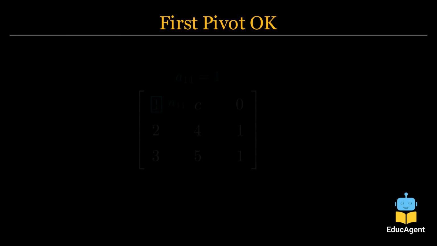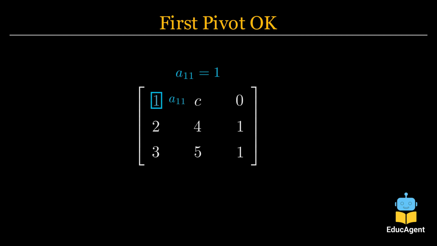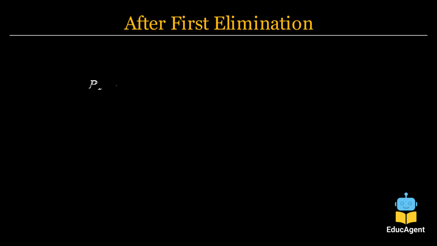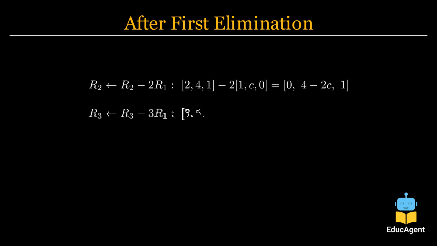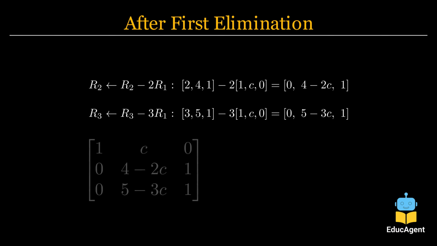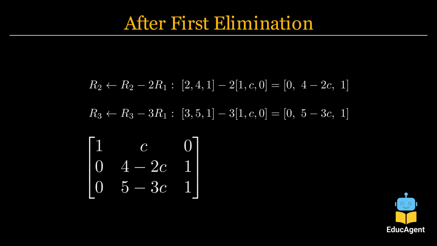The first pivot is 1, so elimination can start for every value of C. These multipliers tell us how much of row 1 to subtract from rows 2 and 3 to clear out the first column. Row 2 changes, and the would-be second pivot becomes the expression 4 minus 2C. Row 3 now has 5 minus 3C in the second column. This matters if we need to swap rows later. After step 1, we're ready to inspect pivot 2 at position 2,2.